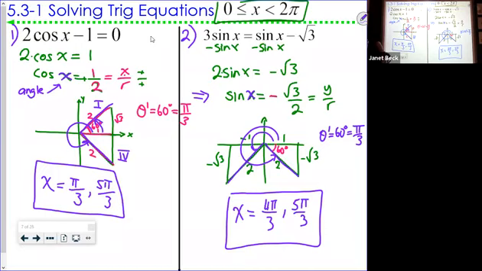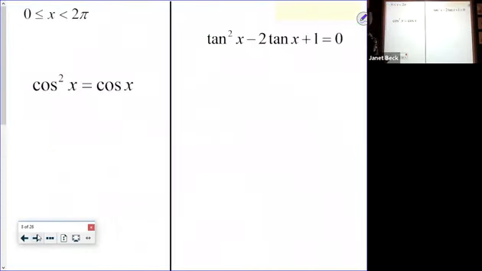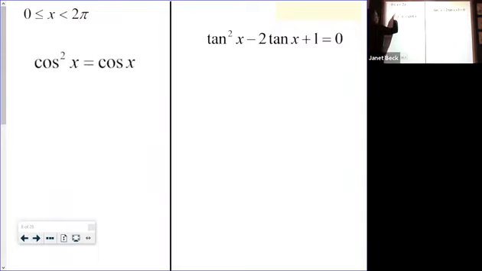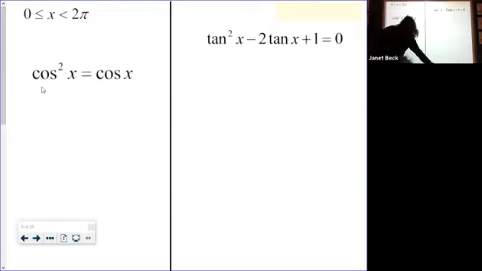Let's try another one, and guess what it's going to be based on? Question number 3 in the warm-up. Ooh, what's happened here? Ah, I know why I've got that down there. Do you remember question 3 in the warm-up was x squared equals x? That's what this means. A little note to yourself.